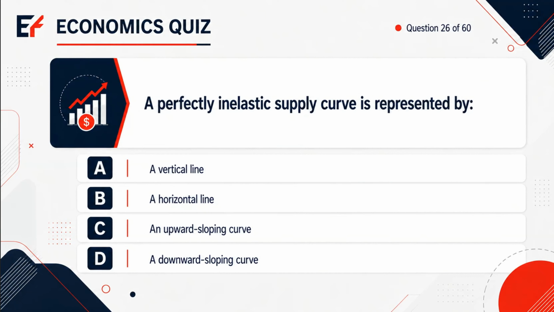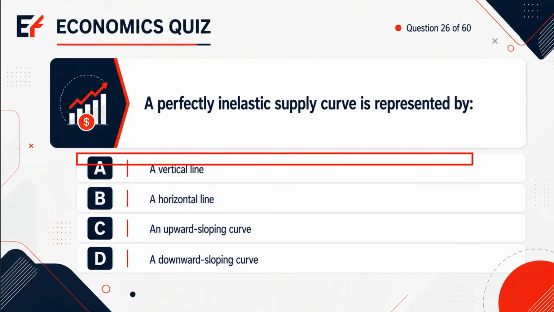Question 26. A perfectly inelastic supply curve is represented by A. A vertical line, B. A horizontal line, C. An upward sloping curve, D. A downward sloping curve. The correct answer is A.